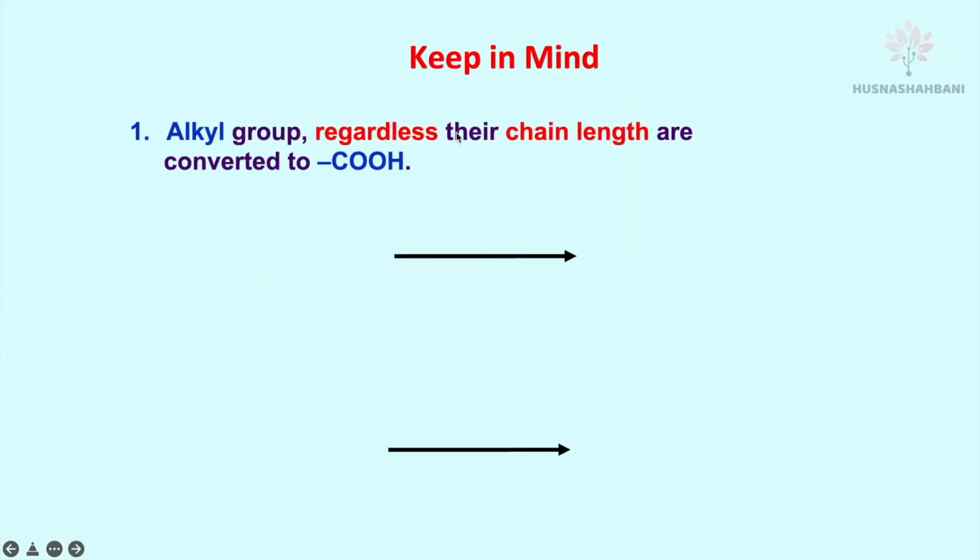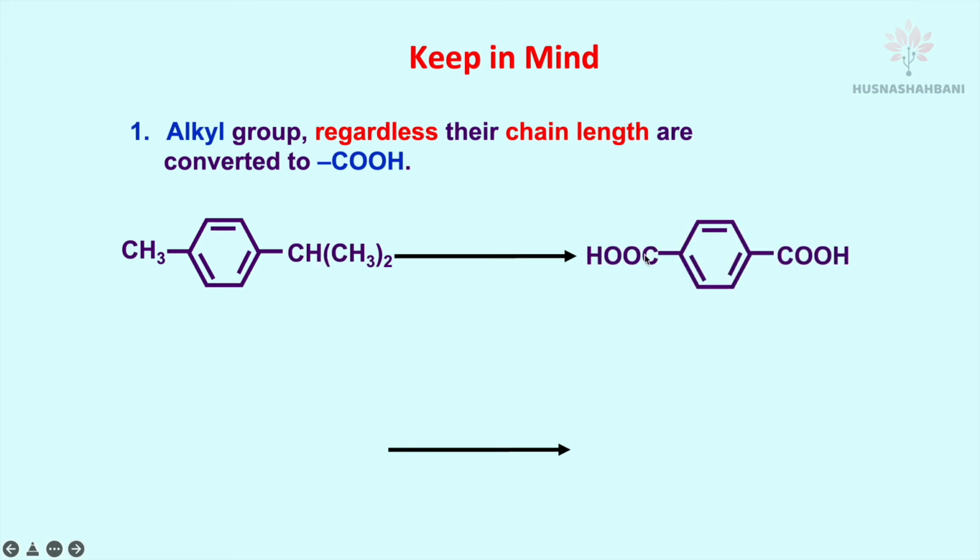Alkyl groups, regardless of their chain length, are converted to COOH. As I've mentioned before, this carbon attached to the carbon of the benzene ring, it will undergo oxidation, and this carbon, it has hydrogen, it will become COOH. Other carbons that are not attached to the benzene ring, just ignore them. How many carbons over here? Just ignore them. So it will become COOH and COOH. Only focus on the carbon that is attached to the benzene ring.